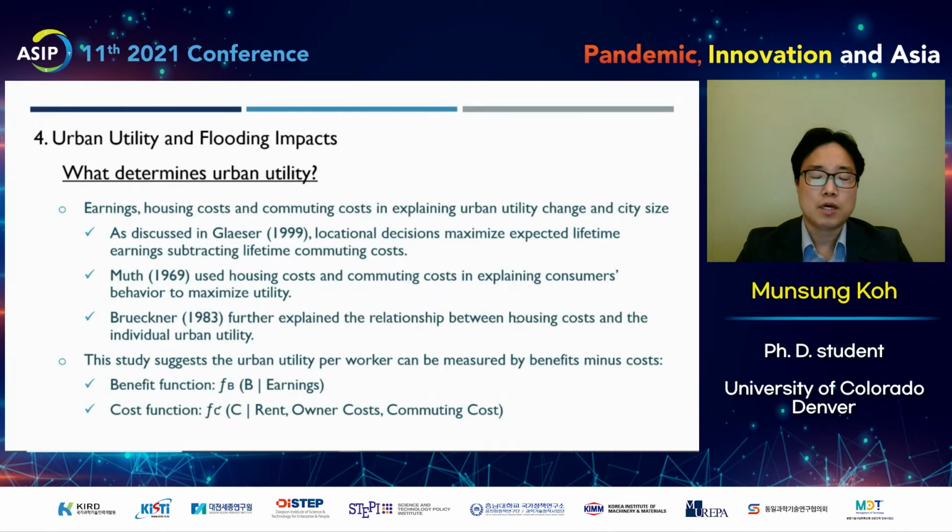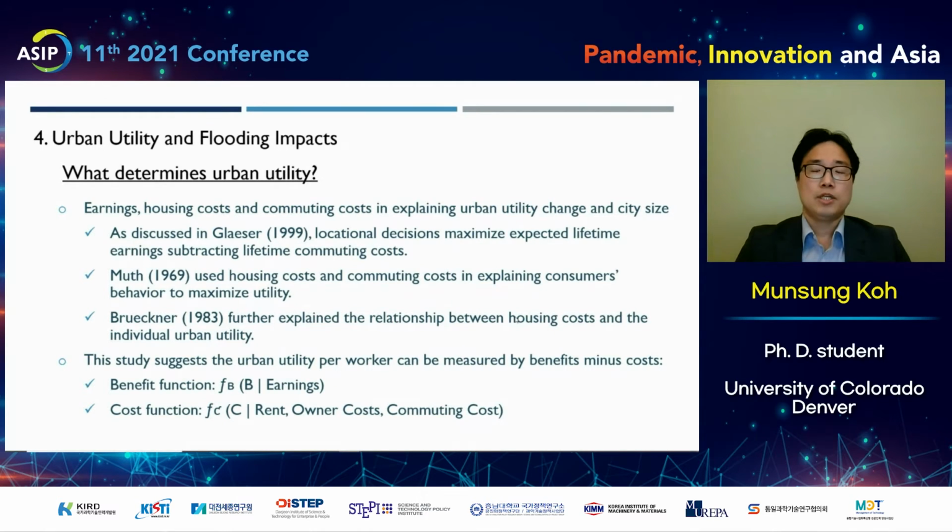But most of the studies have suggested that earnings, housing costs, and commuting costs are the components that determine urban utility. Glaeser, for example, said location decisions maximize expected lifetime earnings, subtracting the lifetime commuting cost. Muth and Brueckner additionally said that the housing cost should be counted.